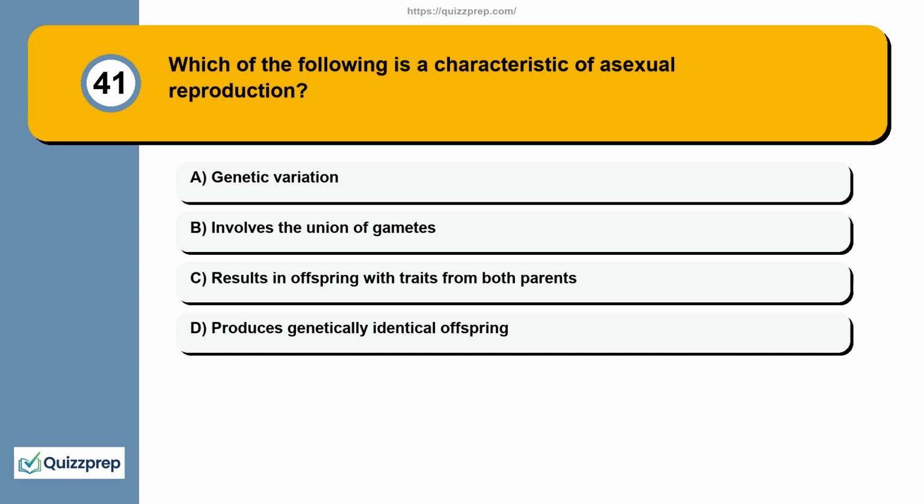Question 41. Which of the following is a characteristic of asexual reproduction? Genetic variation. Involves the union of gametes. Results in offspring with traits from both parents. Produces genetically identical offspring.